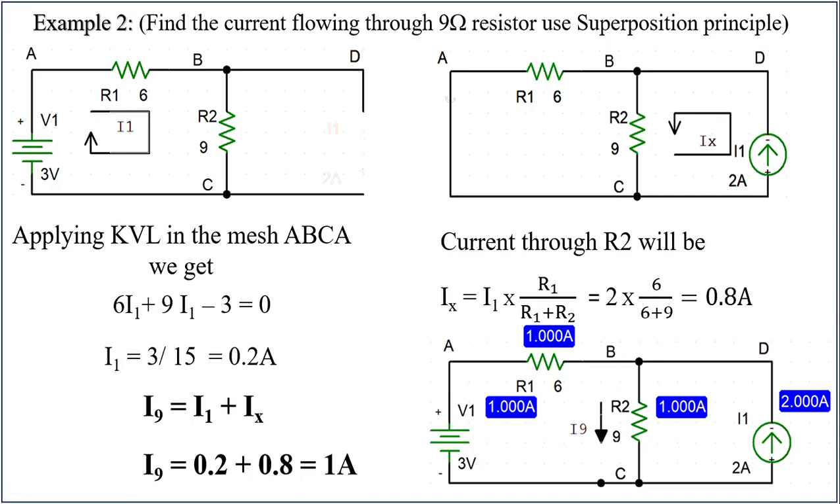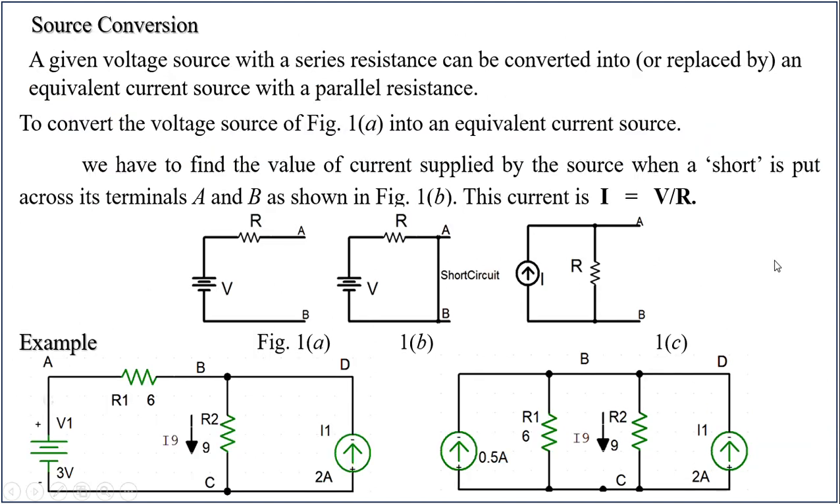So like this, you can apply the superposition theorem in order to get the required parameter a little more easily, without even applying any other difficult or complicated techniques. So the next one is source conversion. This is one of the shortcut techniques, which you can apply whenever there is a requirement for this conversion.